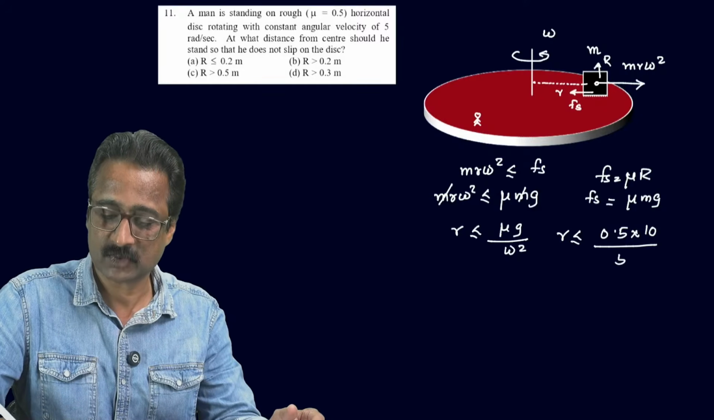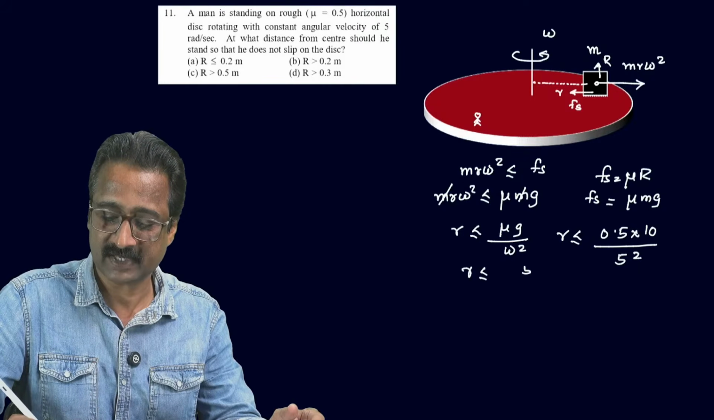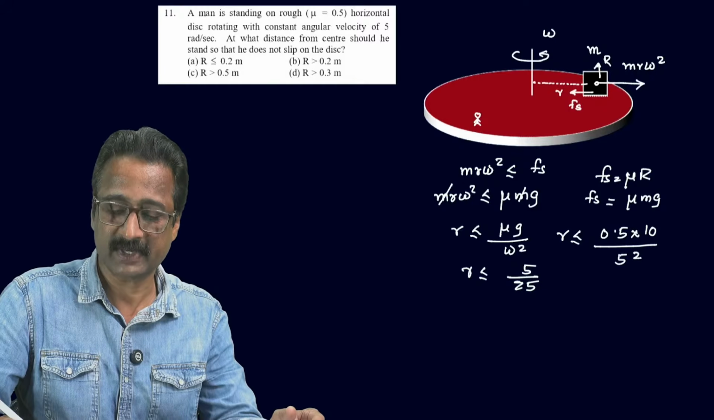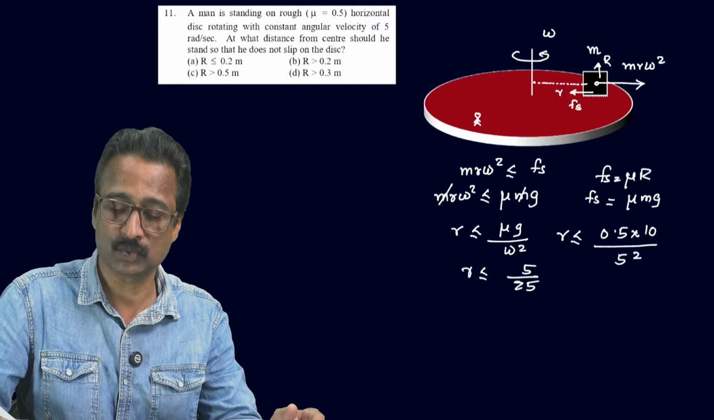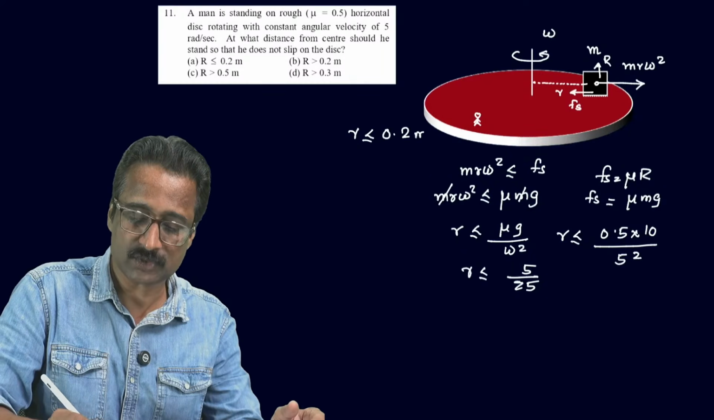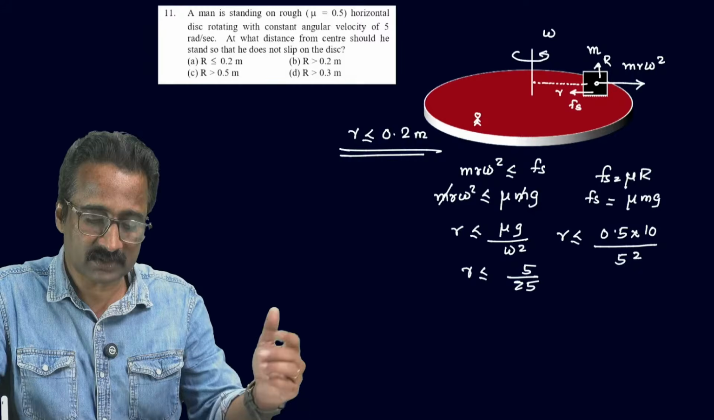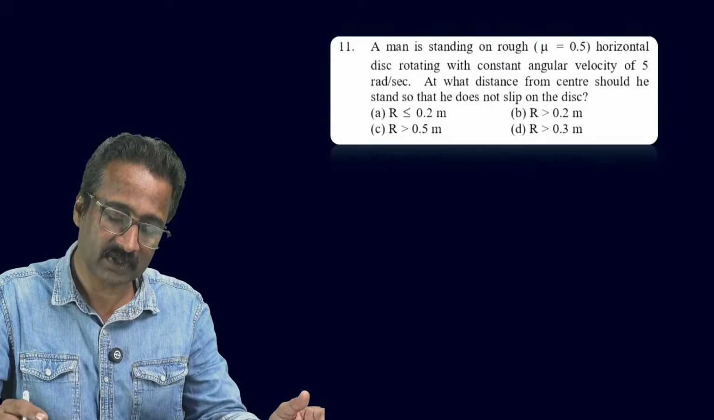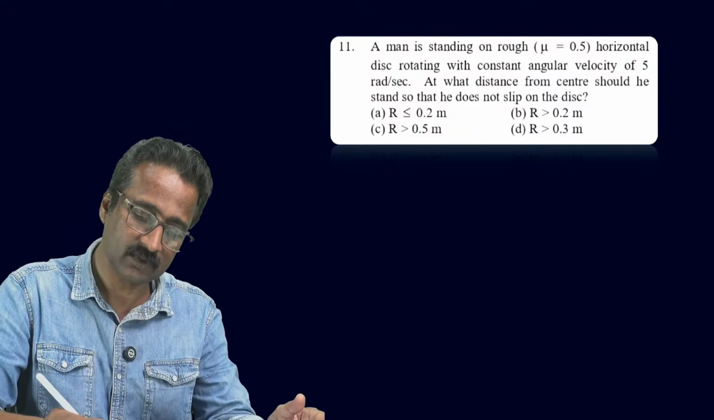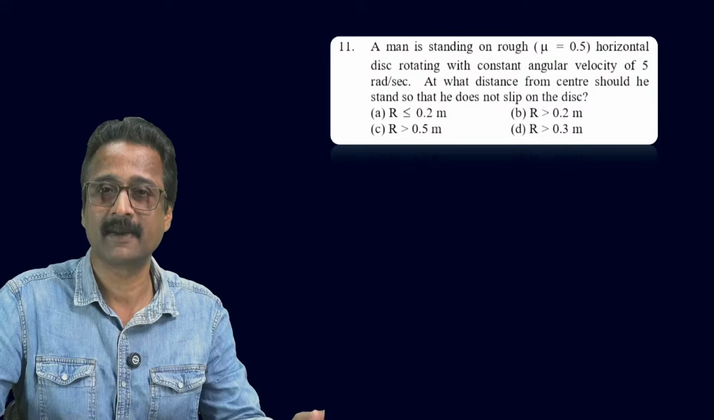So it is going to be 5 squared, or 25. So r must be less than or equal to 5 divided by 25. 5 by 25 is actually 1 by 5. 1 by 5 means 0.2. So finally this is the answer. r must be less than or equal to 0.2 meter. That is it. So if you're keeping the body beyond that, certainly the body will slip. So r less than or equal to 0.2 meter, which is this one. You go with option A. That was it. That is question number 11.